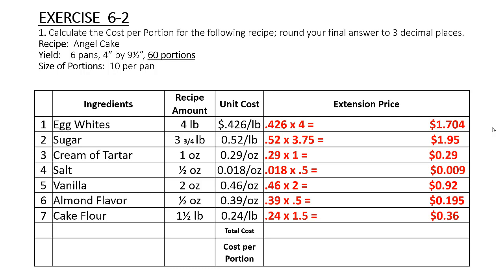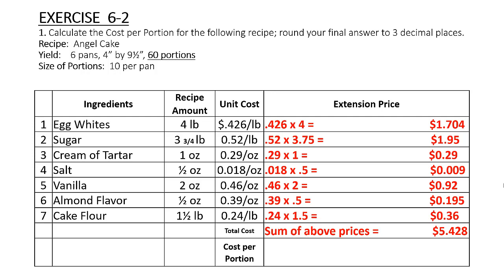So we have all the extension prices for the menu items. Now all we have to do is get the total cost. What is the total of all these extension prices? And that's all we're doing. We're adding all of these prices to get the total cost of this recipe. So this total recipe is costing us $5.428 to make.